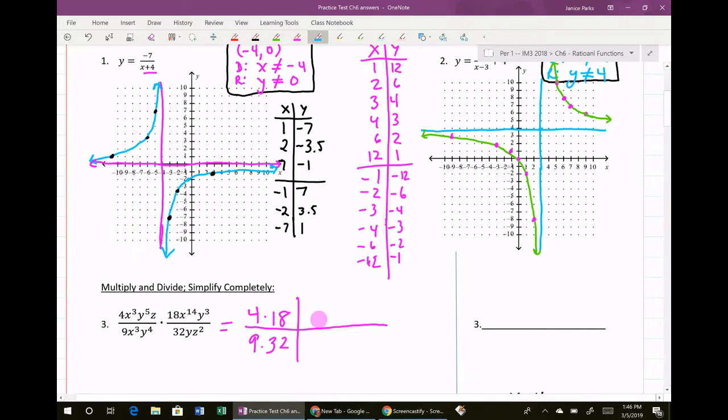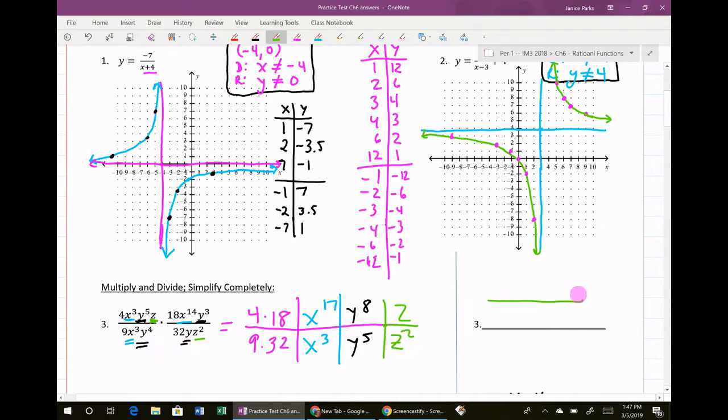We have x to the 3rd and x to the 14th. That's x to the 17th. And on the bottom, x to the 3rd only. For the y, I have y to the 5th, y to the 3rd, so that's y to the 8th. Y to the 4th, and y, that's y to the 5th. And then for the z values at the top, I have z. And in the denominator, I have z squared.